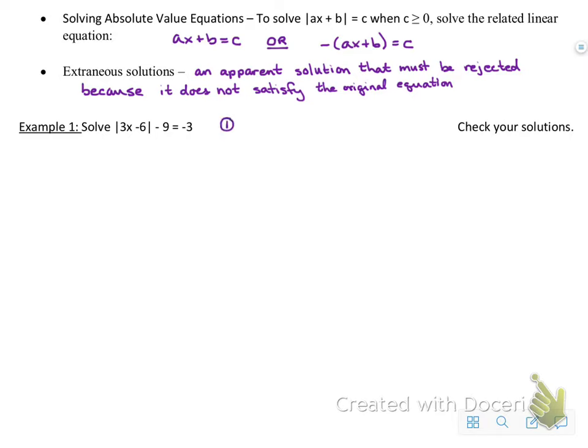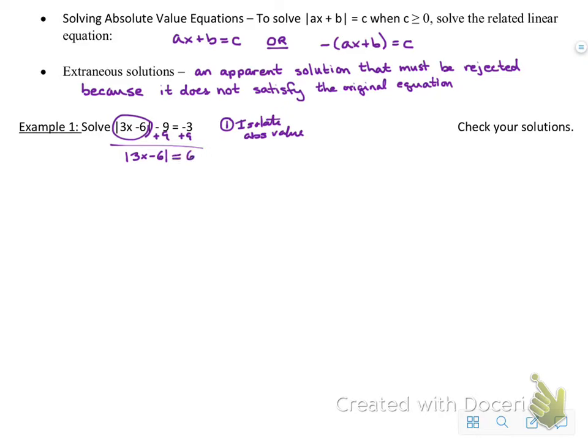So first, isolate the absolute value. What that means is we have to get this by itself. Well, that negative 9 is in our way, so we have to add 9 to both sides. So that gets rid of that 9 on the other side. So we now have the absolute value of 3x minus 6 equaling 6.